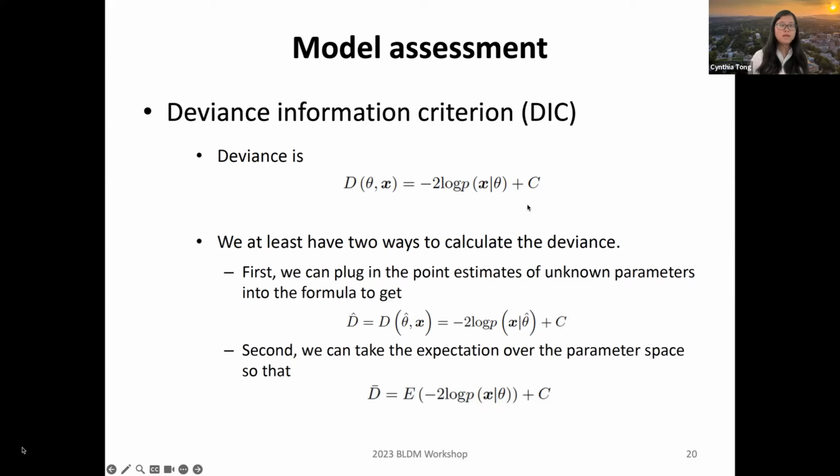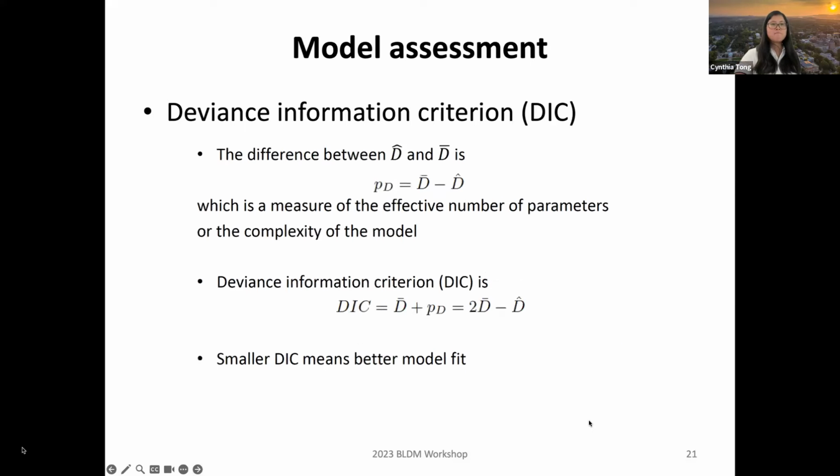There are 2 ways we can calculate the deviance. The first way is we just use the point estimate of the parameters. We plug the point estimate of the parameters into the formula and get D hat, which is the estimated deviance. The second way, we can take the expectation over the parameter space, and then we get D bar. The difference between D bar and D hat is called PD. So PD equals D bar minus D hat. It is a measure of the effective number of parameters.